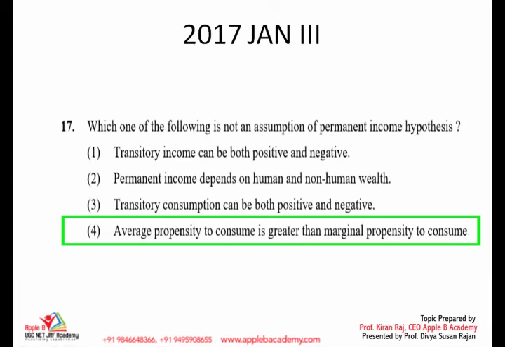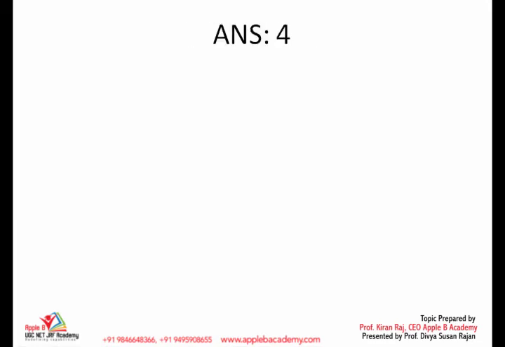Which of the following is not an assumption of the permanent income hypothesis? 2017 January paper number 3. A. Transitory income can be both positive and negative. Permanent income depends on human as well as non-human wealth. Transitory consumption can be both positive and negative. Average propensity to consume is greater than the marginal propensity to consume.